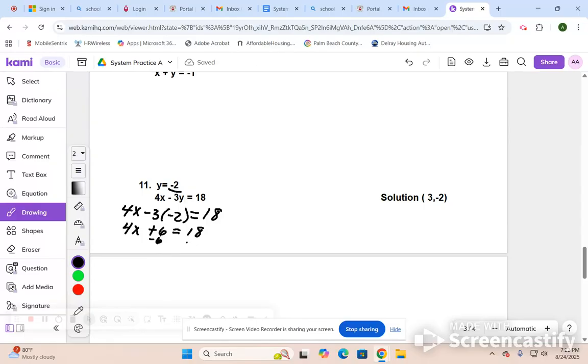Subtract 6 from both sides. So that means 4x equals 12. That means x equals 3. So x is 3. As you can see right here, x is 3. How do we find y? Well, we don't have to find y. We already have y. It's right there. y equals negative 2. So actually, once you find x, you are done with a problem like that because you already have y.